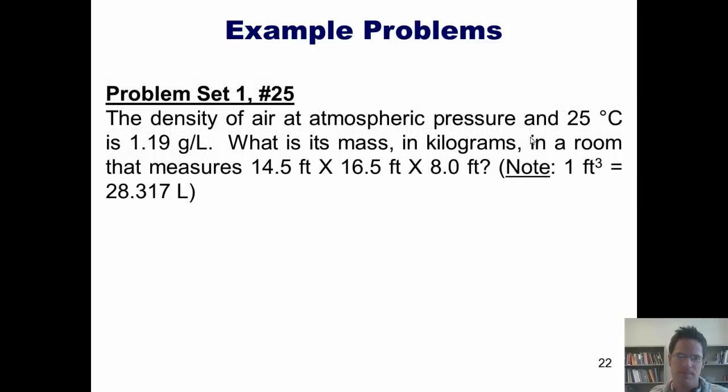And our last question, the density of air, atmospheric pressure, at 25 degrees Celsius is 1.19 grams per liter. What is its mass in kilograms in a room that measures all of those numbers in feet? I think in order to be able to tackle this one properly, we should do it on the DocCam.